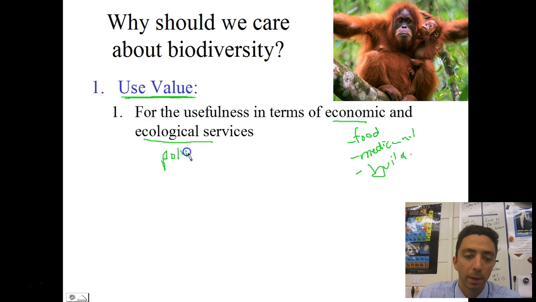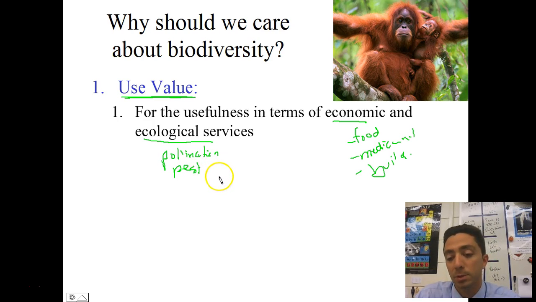Bees are responsible for pollinating, so that helps with the food. Pest control is another one that is very useful to us, right? Birds are going to eat insects, bats will eat mosquitoes. Those pests are eliminated by nature, these ecological services. Water and air purification by plants is another big one. Grass roots out in the Midwest are responsible for preventing soil erosion.